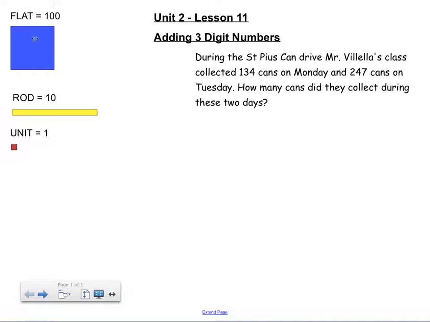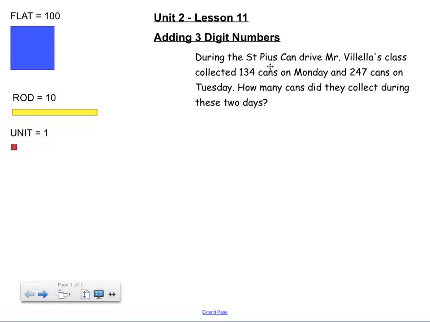Now we're going to introduce a flat. Previously we know that a unit is 1 and a rod is 10. Now we have the flat, much larger, and this is 100. So 10 of these rods will fit in the flat, or 100 of these units will fit inside the flat. Let's take a look at this word problem.